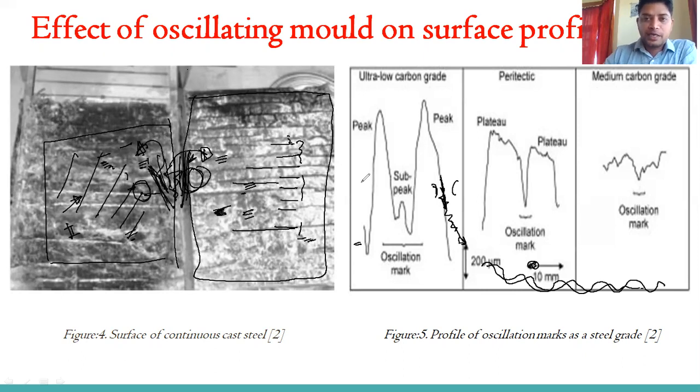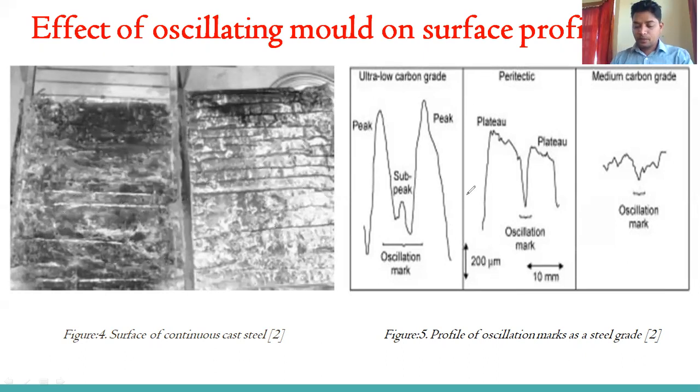One more thing is that this will also be affected by the carbon grade. If we increase the carbon percentage, then the oscillation effect will be reduced. For this comparison we are using three grades: low carbon grade, peritectic steel, and medium carbon steel. Now the Y axis is in micrometers, and this horizontal axis is in mm.